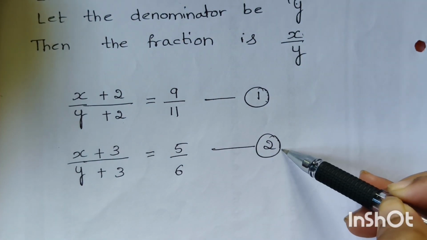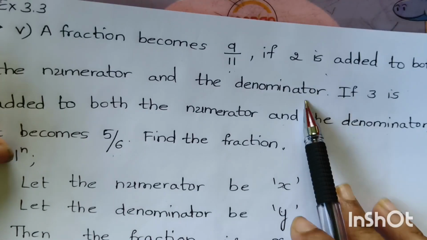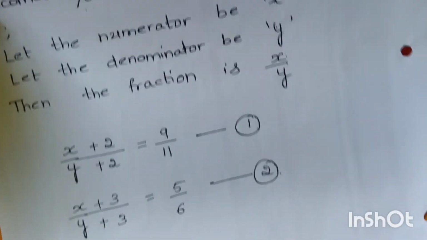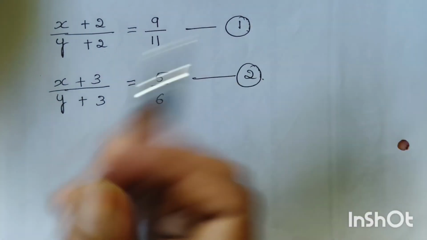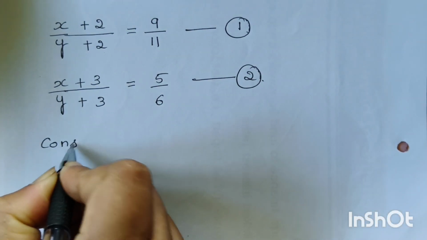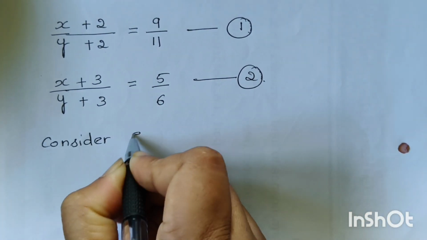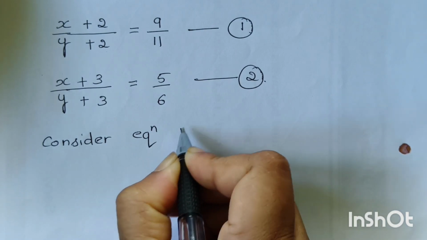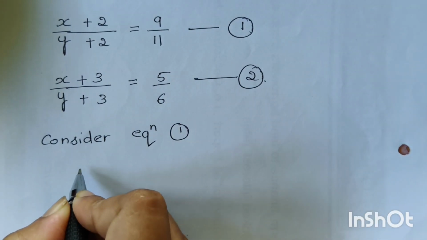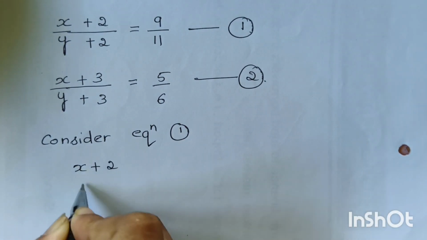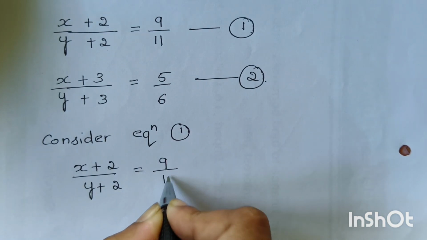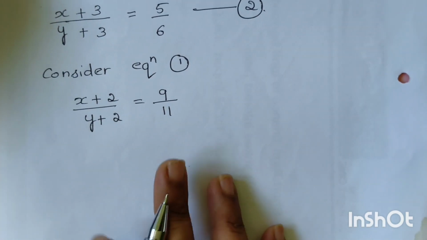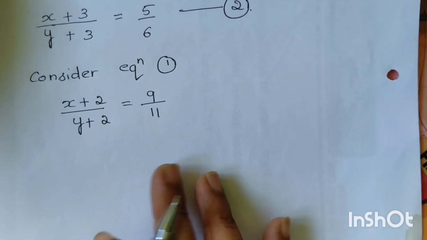These two equations, we got this from the question. Now let us solve this. First, let us consider equation 1, that is (x + 2) divided by (y + 2) is equal to 9 by 11. First, let us simplify this one.